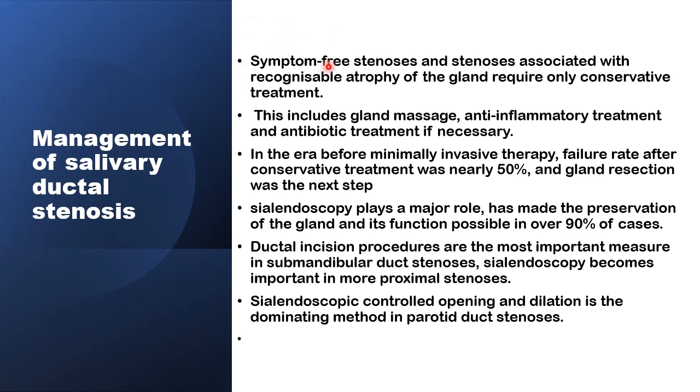In patients who don't have many symptoms, or have symptoms far in between, or in whom the gland is starting to atrophy, conservative management can be helpful. This includes gland massage and anti-inflammatory treatment, including steroids and antibiotics when there is an acute inflammation of the gland. In the era before the sialoscope and minimally invasive therapy, the failure rate of this conservative management was about 50%, and in that case, most of the glands had to be removed.